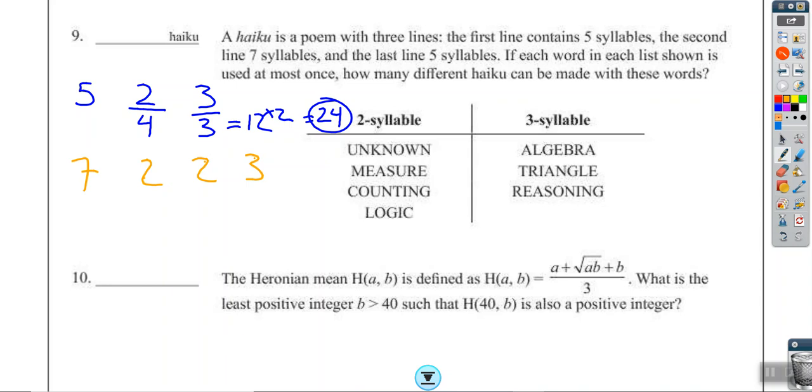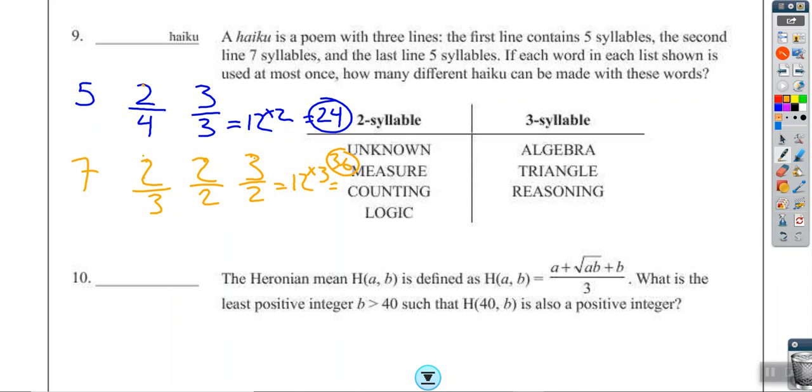So if I've already used one two-syllable word in the first line, how many two-syllable words can I use here? Four. Three. How many two-syllable words do I have left to use for the next one? Two. How many three-syllable words do I have left after the first line? Two. So for a two-syllable, two-syllable, three-syllable second line, four times three times two is 24. Then we agreed that we have three different orders of 2, 2, and 3. So we have to multiply this by three, and we get a grand total of 36 options.